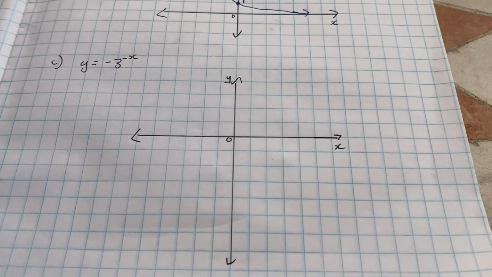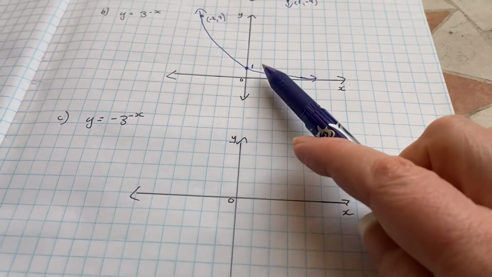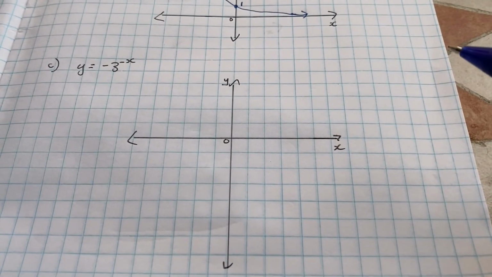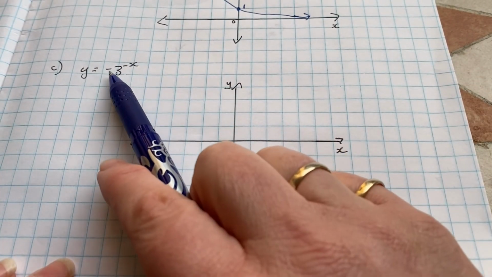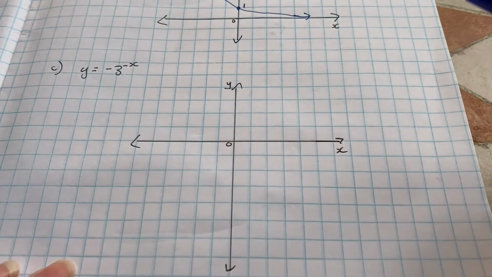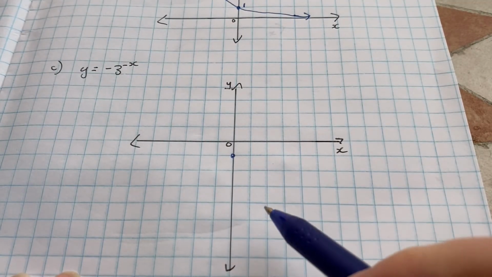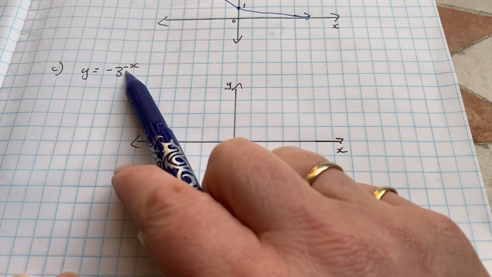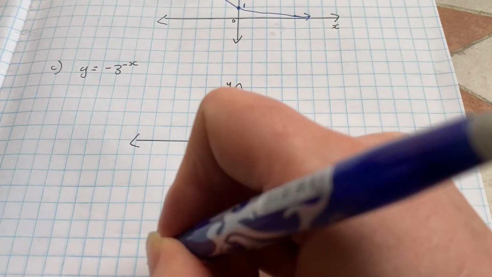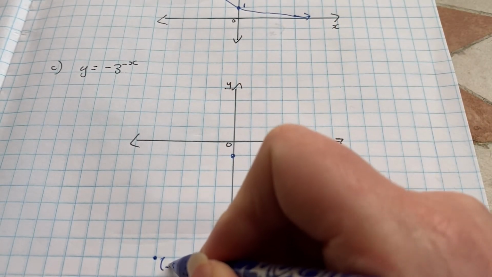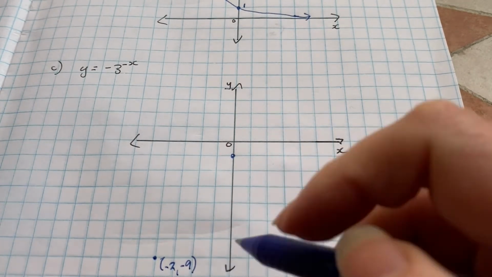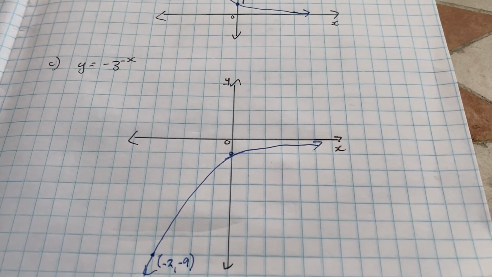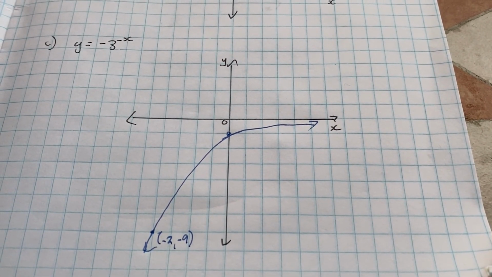Okay, and one more. I've got the negative of 3 to the negative x. So it's the negative of this one, which means we're flipping this one through the x-axis. Let's just plot a couple of points. So when x equals 0, we've got the negative of 3 to the 0, so the negative of 1. Okay, let's try negative 2. So the negative of negative 2 is positive 2. So the negative of 3 squared, so negative 9. So we're right down here somewhere. Let's just call that point negative 2, negative 9. And we're going to have that shape. So you can do your graphing pretty basically just like that.